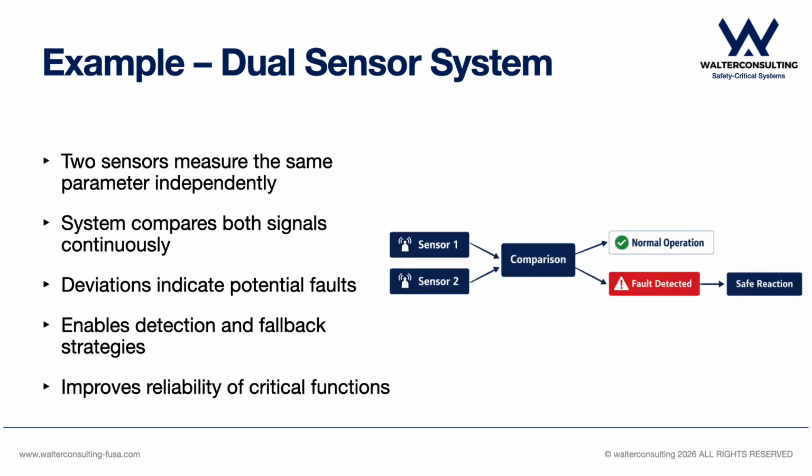Let's look at a practical example. Consider a system that uses two sensors to measure the same parameter. Both sensors operate independently. Their signals are continuously compared. If the values match, the system continues normal operation. But if there is a deviation, this indicates a potential fault. The system can then react, for example, by switching to a safe state or using fallback logic. This is a simple but very effective example of redundancy in practice.